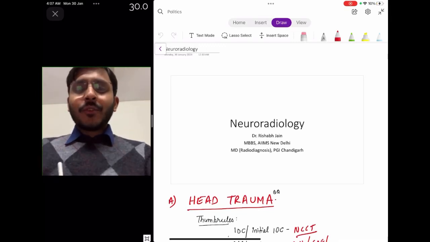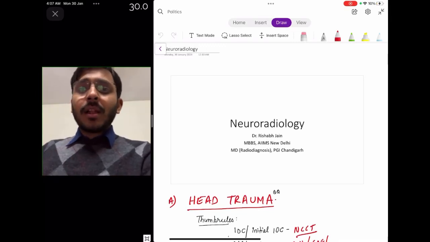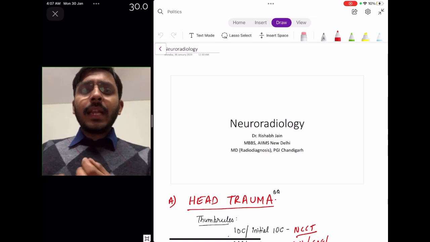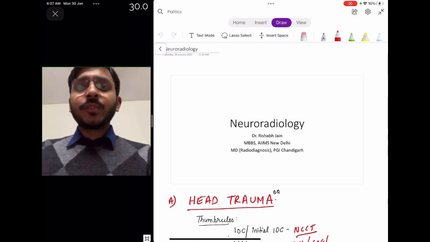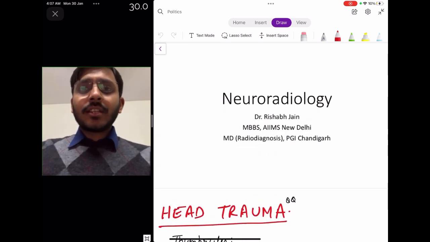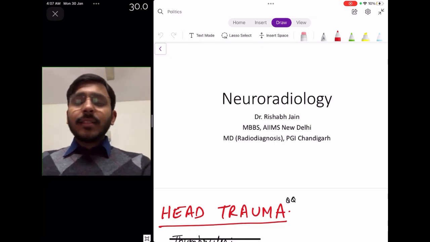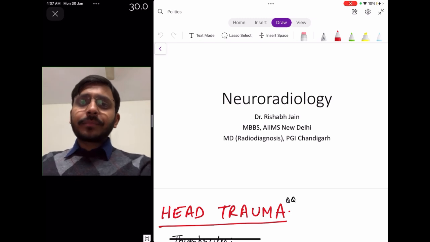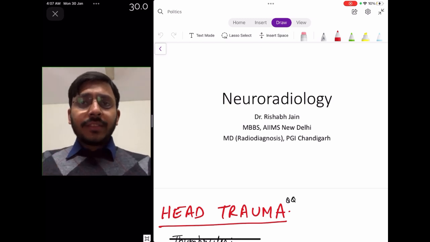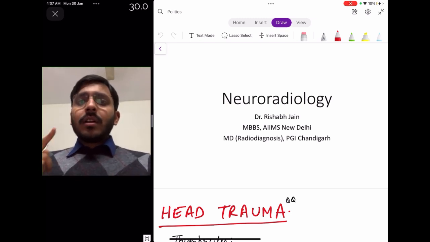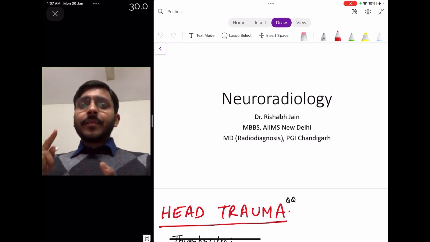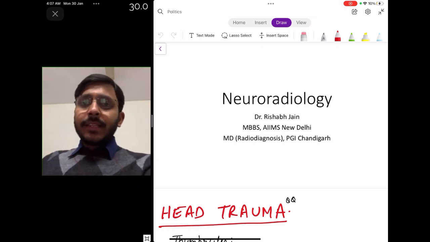Hello friends, today we'll be discussing the neuroradiology part of radiology, and it being a little lengthier topic, we'll discuss it in two sittings. So in the current session today, we'll discuss head trauma and skull fractures, and the subsequent session that we will take later, I'll discuss neurocutaneous syndromes, stroke, CNS infections, leukodystrophies, spine tumors, and some miscellaneous topics.